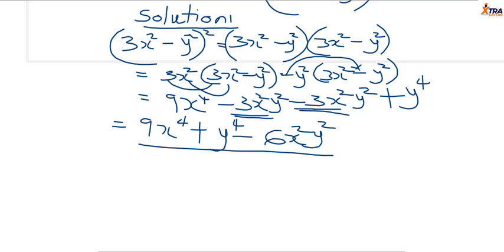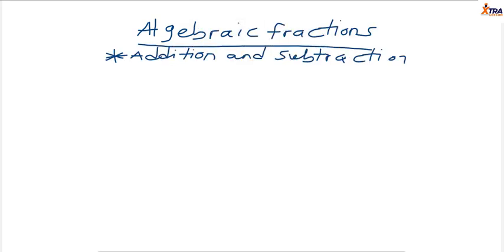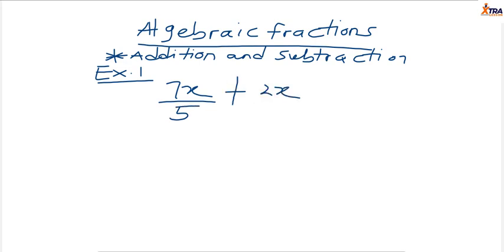We are going to look at a new topic today, and that is how to add and subtract expressions that are algebraic fractions. So we have adding and subtracting algebraic fractions. Let's try an example. I have 7x over 5 plus 2x over 5. I'm asked: simplify 7x/5 + 2x/5.